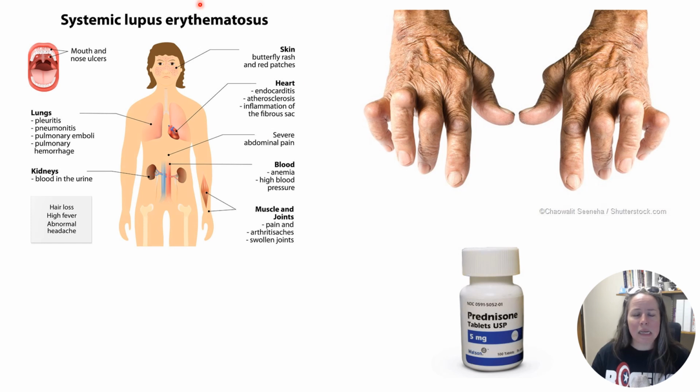So here we can see this is all of the things that lupus can affect. That's why I said it's a systemic autoimmune disorder. It can affect your kidneys, your lungs, your mouth, your skin. And this right here is an example of the effects of rheumatoid arthritis. It causes really painful joint swelling, and you basically can't move your fingers.